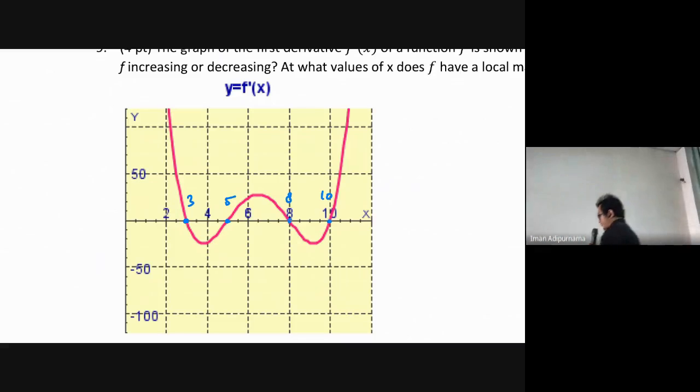But remember, okay, remember to read the function, whether it's f prime, f double prime, or just f. Okay. Remember that. It's not always f prime, so it may change.